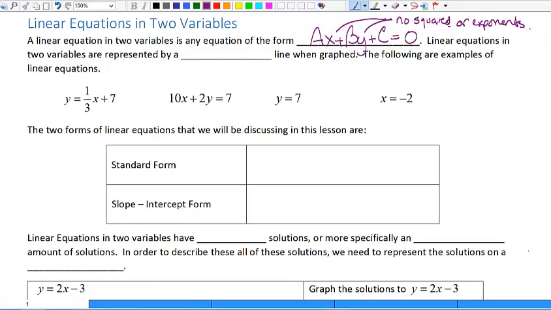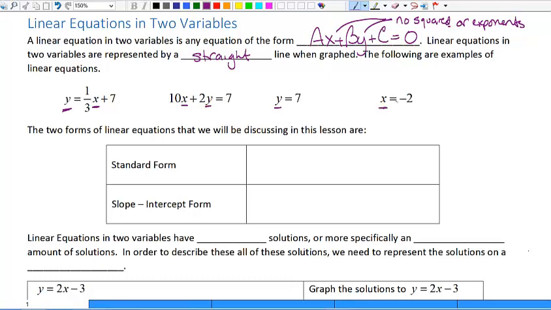Linear equations in two variables are represented by straight lines when graphed. The following are examples of linear equations. Notice on the first equation, y equals 1/3 x, we have x and y. Neither of them have any squares or square roots or any exponents. Notice this one's in y all by itself. Now this one has x and y both on the same side, but still no squares, so this is linear.